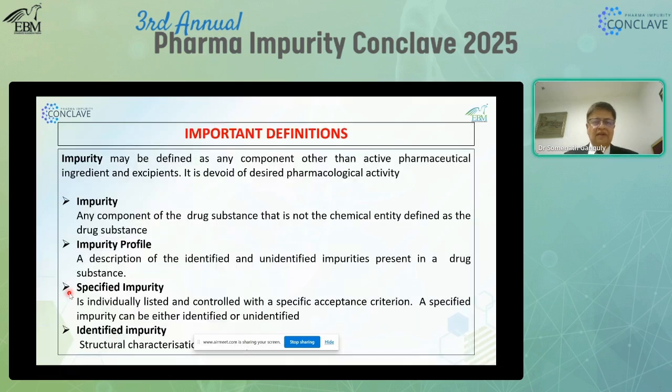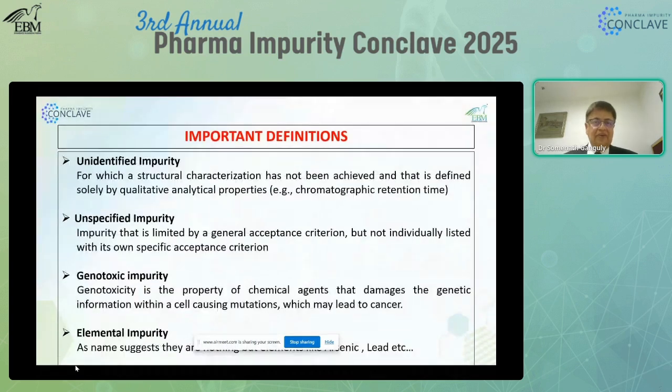Now, these are some definitions that we all know, so I am not reading all of these. Impurity profile, meaning the identified and unidentified impurities present in the drug substance; specified impurity, unidentified impurity, identified impurity. I am not going through the definitions. It is known to everyone. Also unspecified, genotoxic, and elemental impurities, because during the presentation these terms will come up off and on.